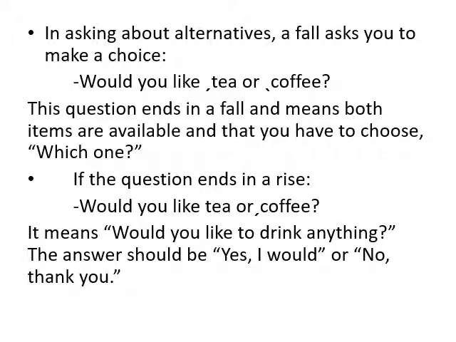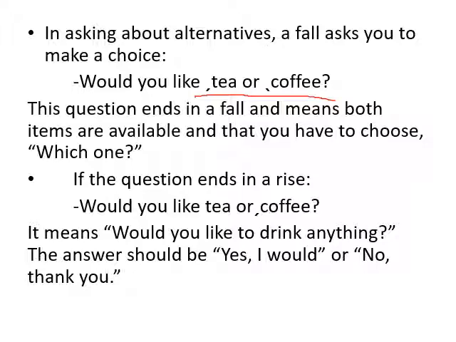In asking about alternatives, a fall asks you to make a choice. Would you like, شوف بقى دي rise and fall. Would you like tea or coffee? يعني أنا ما عنديش غير شاي وقهوة، اختار واحد منهم. Make a choice. This question ends in a fall and means both items are available and that you have to choose which one.